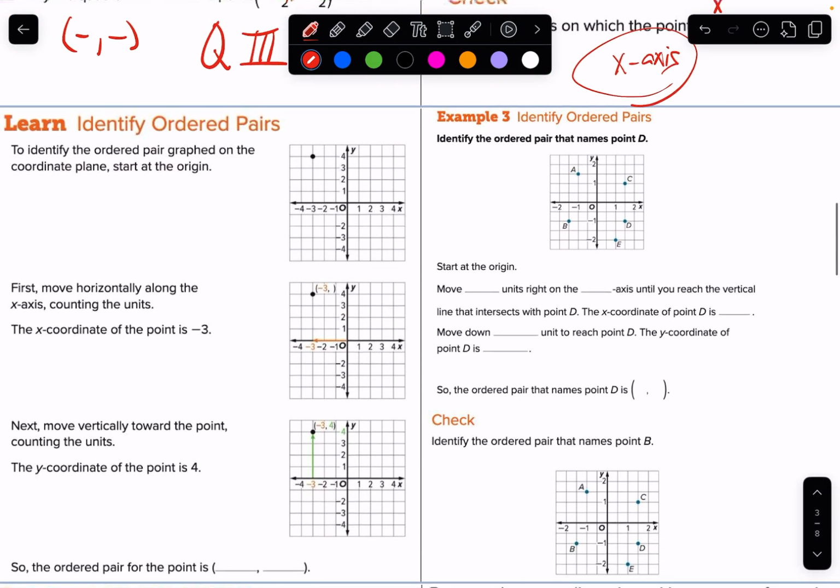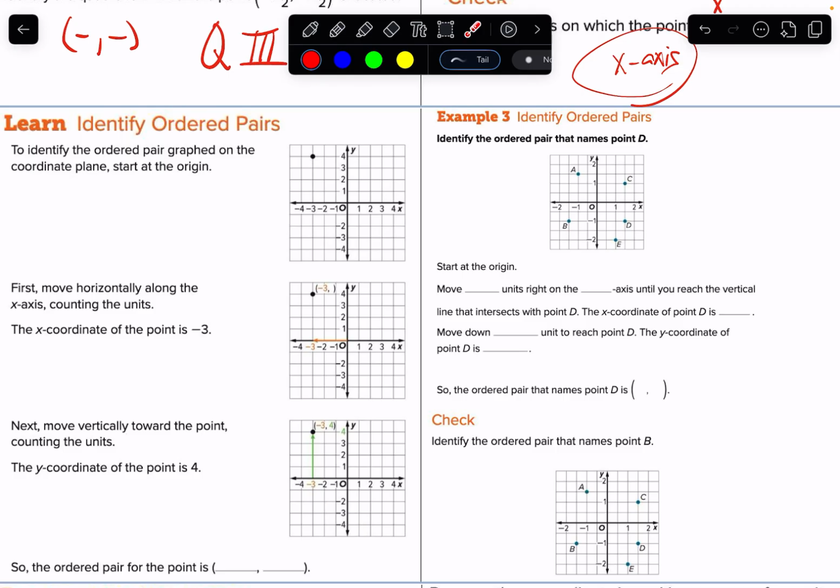All right, identifying ordered pairs. To identify the ordered pair graphed on the coordinate plane, you start at the origin. Start here at the origin. That'll be the O, and it's not a 0. I mean, kind of it is, but it's an O. First, move horizontally, right? Because it goes X then Y. So move horizontally along the X-axis, counting the units, and be careful of the direction that you go. So to get to this dot, I'd have to go 1, 2, 3 to be right under it. So that X part is -3. And then I have to go 1, 2, 3, 4 upwards, and that'd be +4.